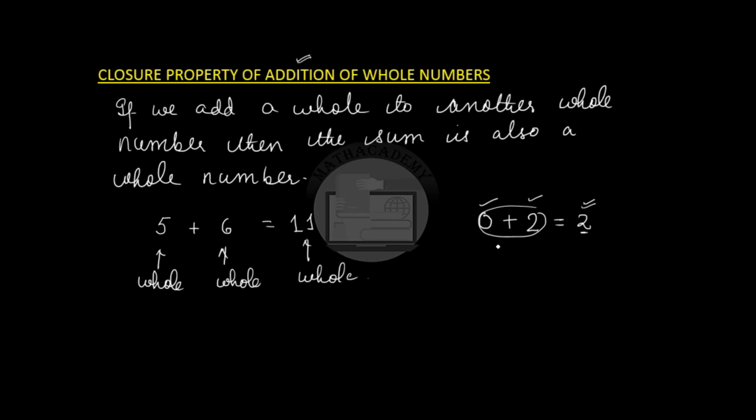So the first property is closure property of addition, which says that if you have two whole numbers, one is A and the other is B, and you add them together to get a third number C, then C is also a whole number. So I hope closure property of addition is clear to everyone.